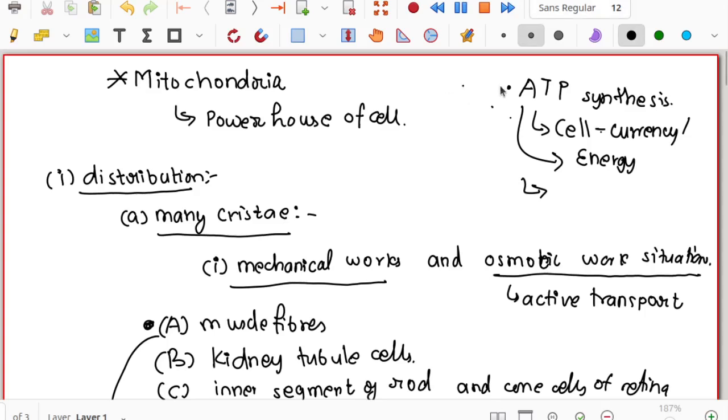So we're talking about mitochondria. Today we'll be talking about mitochondria. From childhood, I say we've been studying mitochondria. It's the powerhouse of the cell.